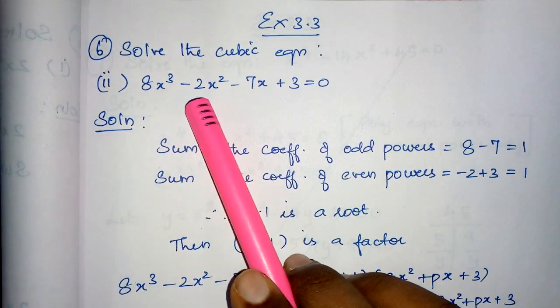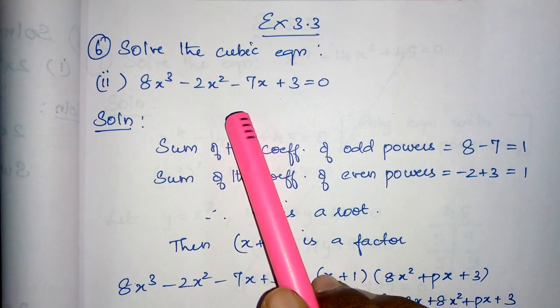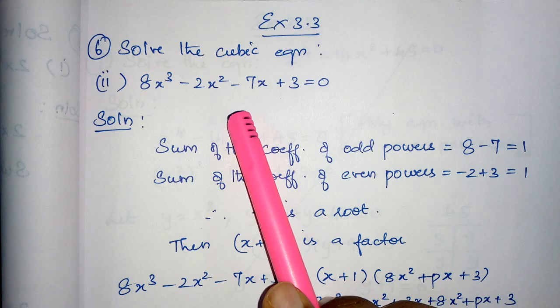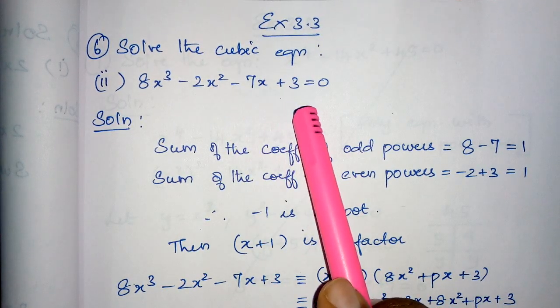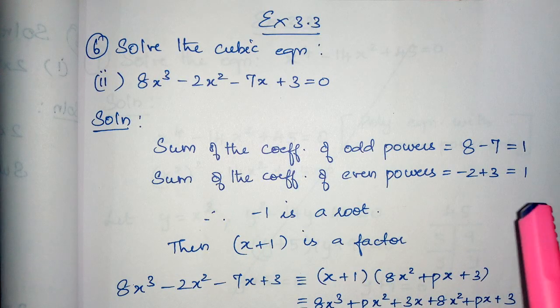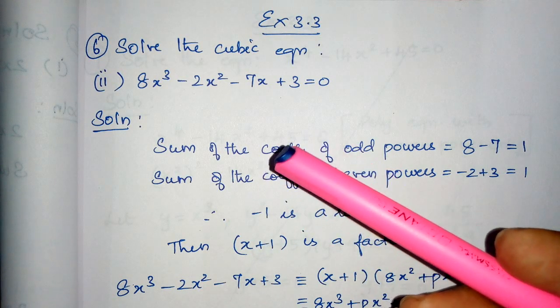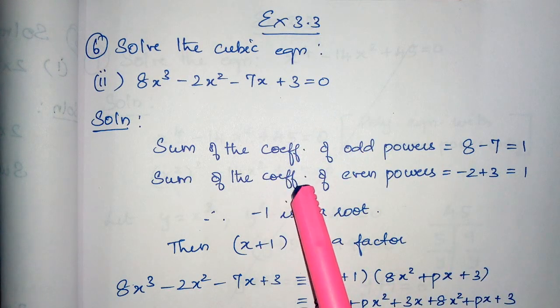8 minus 2 is 6, and 6 minus 7 is minus 1. Minus 1 plus 3 is 2. So the sum of the coefficients is not equal to 0. Therefore, 1 is not a root. So then we have to go for the next method.